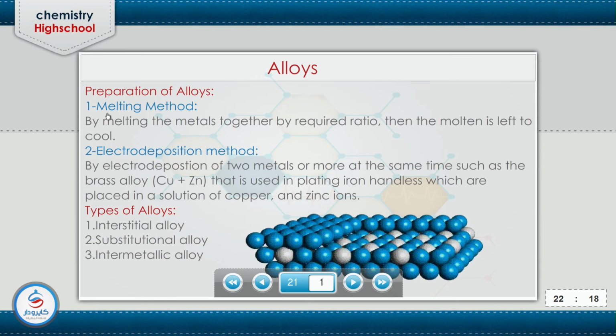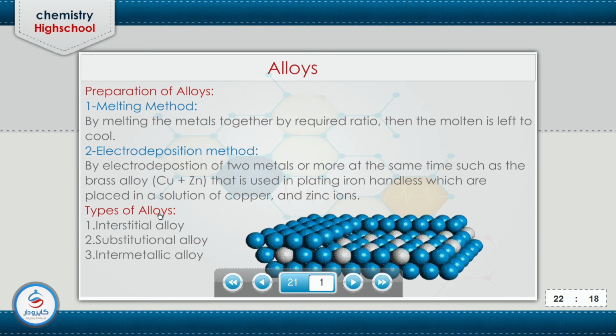Preparation of alloys. First method, the melting method. Second method, the electrodeposition method. In the melting method, the metals are melted together in the required ratios, then the molten mixture is left to cool. The second method is electrodeposition, by electrodeposition of two metals or more at the same time, such as brass. Brass alloy is copper plus zinc, used in plating iron handles, which are placed in a solution of copper and zinc ions.